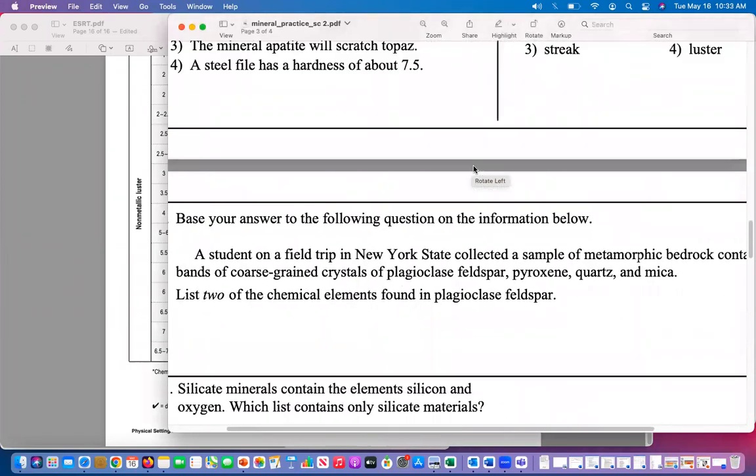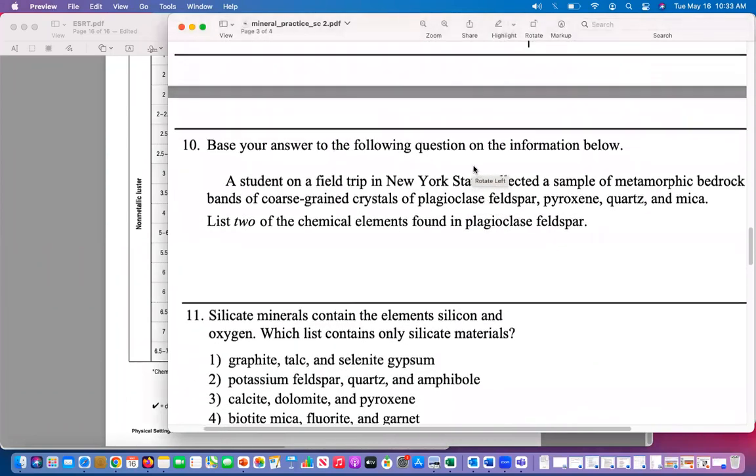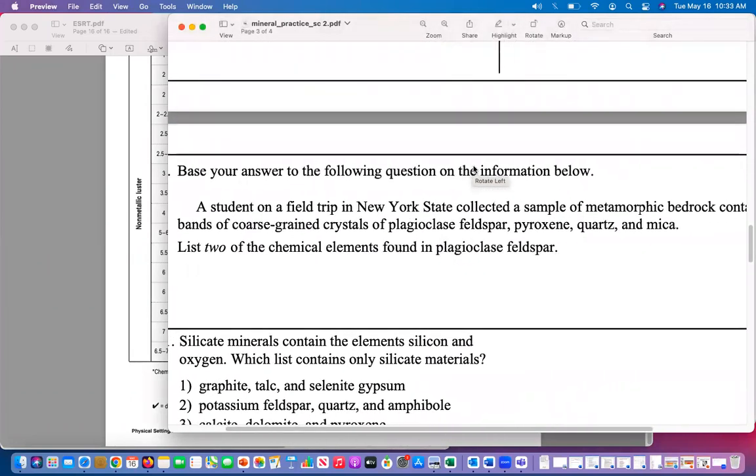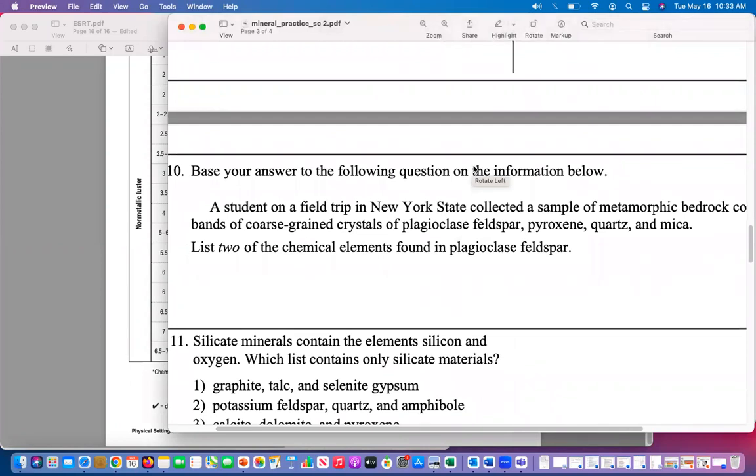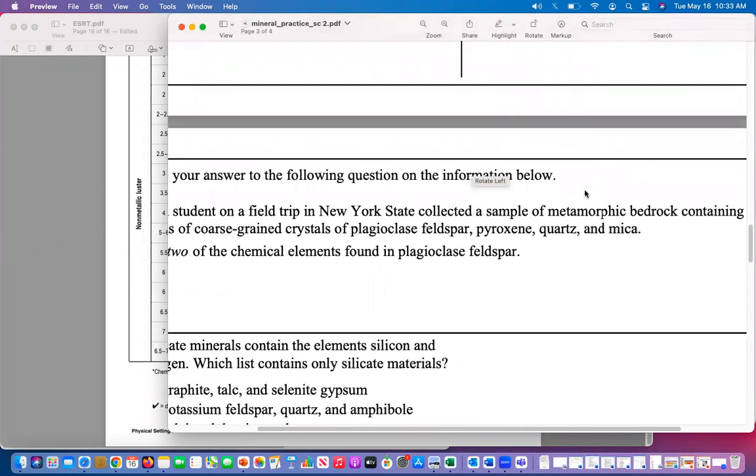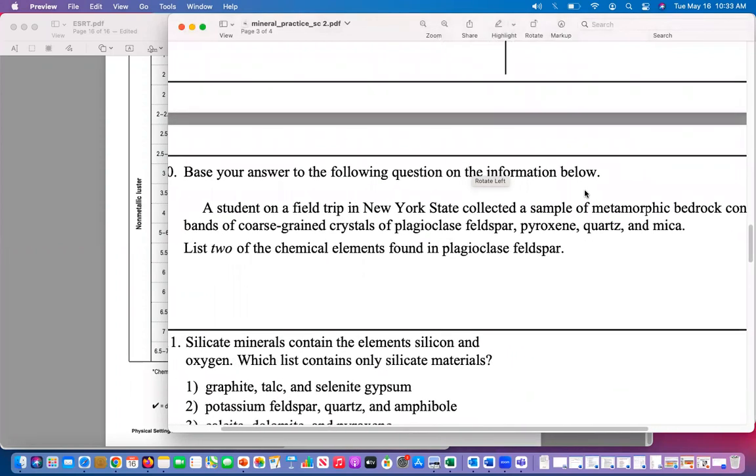Number 10, it says, based on your answers to the following question, use the information below. A student on a field trip in New York State collected a sample of metamorphic bedrock containing bands of coarse-grained crystals of plagioclase feldspar, pyroxene, quartz, and mica. List 2 of the chemical elements found in plagioclase feldspar.